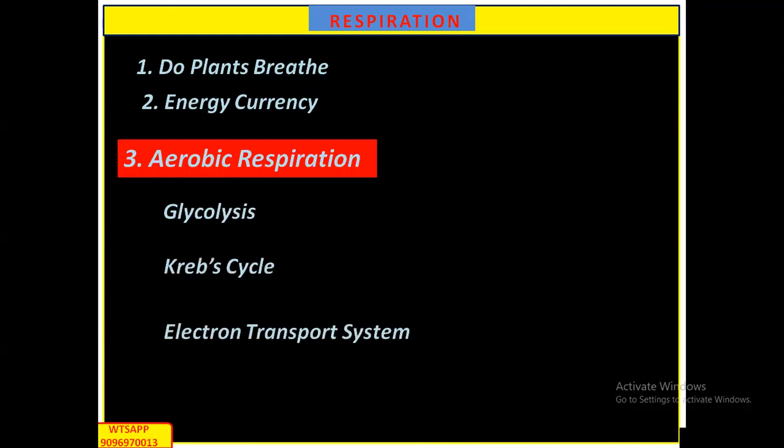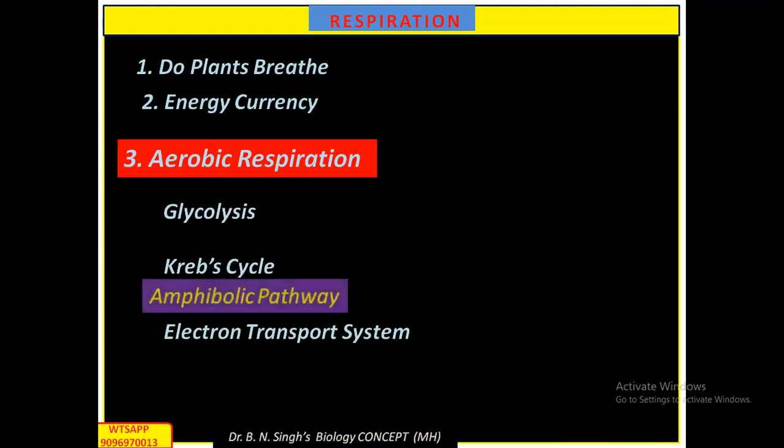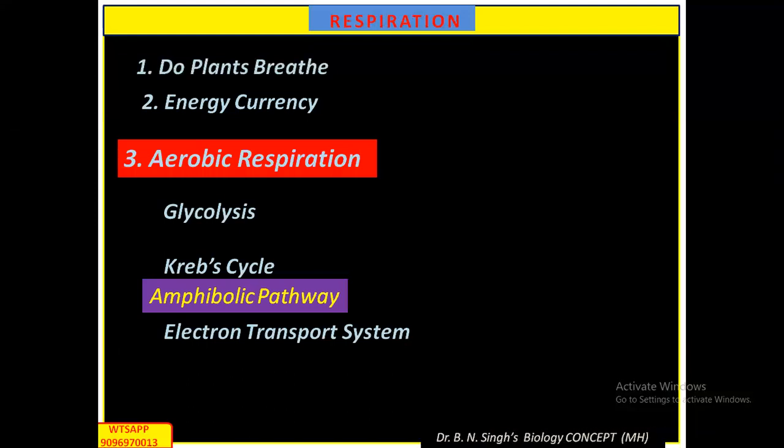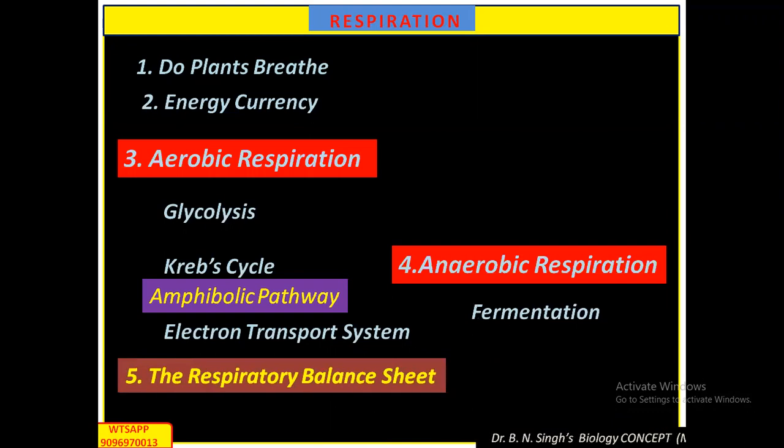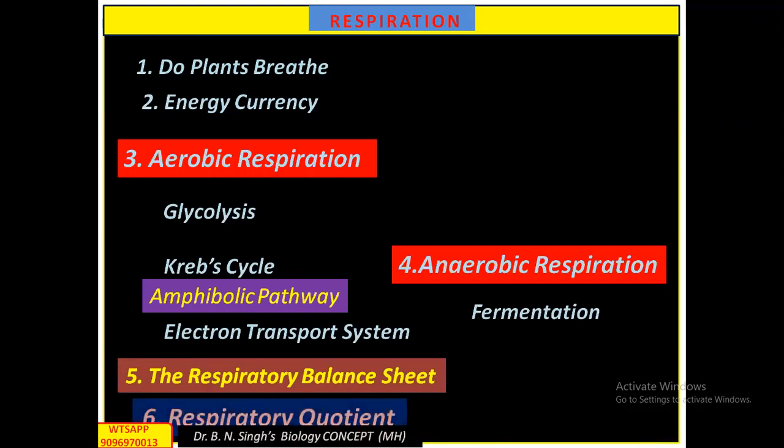Different types of respiration, aerobic respiration and anaerobic respiration. In aerobic respiration, we'll study about glycolysis, Krebs cycle, electron transport system. While studying anaerobic respiration, we'll become acquainted with the fermentation process, the respiratory balance sheet, and lastly, we'll study respiratory quotient, one by one. First of all, we'll see the introduction of the chapter.